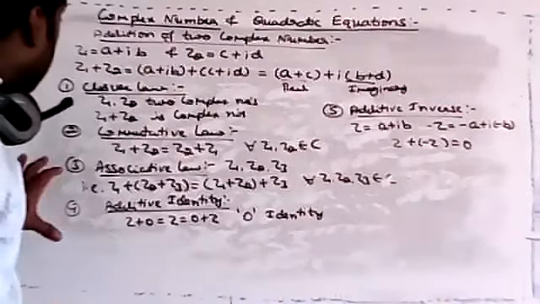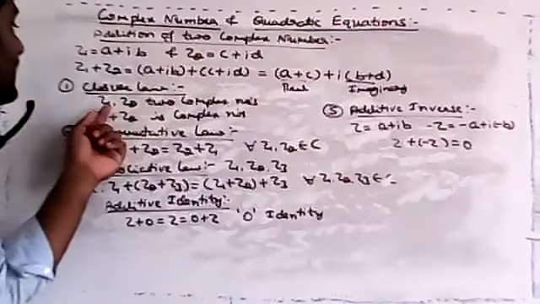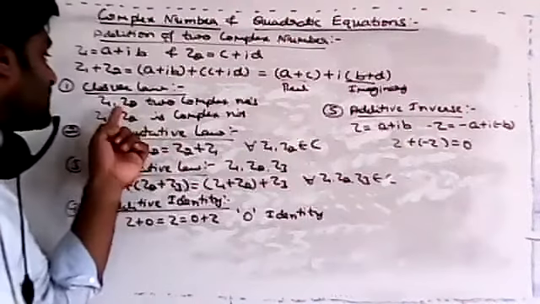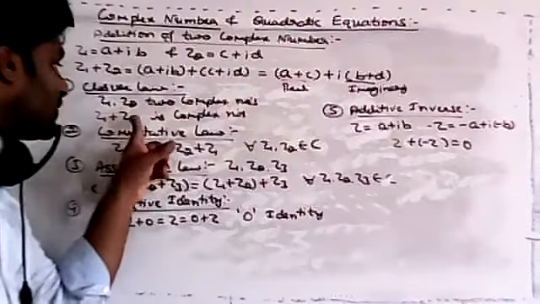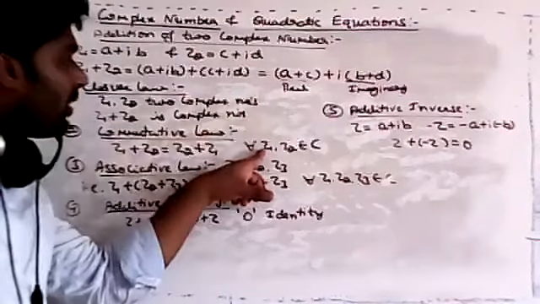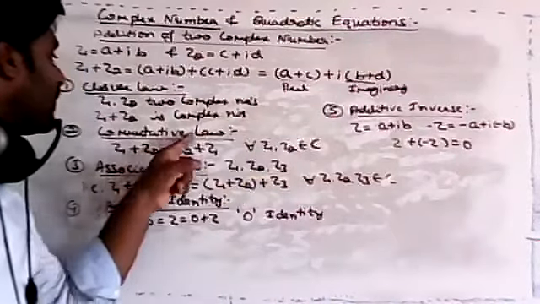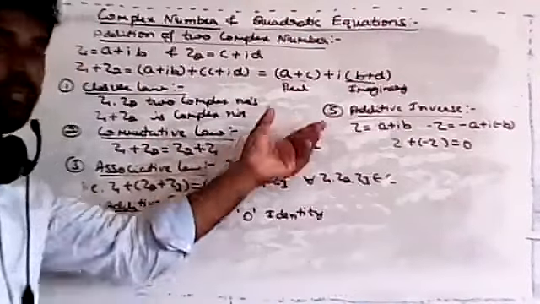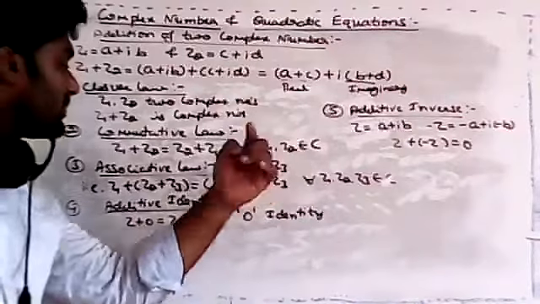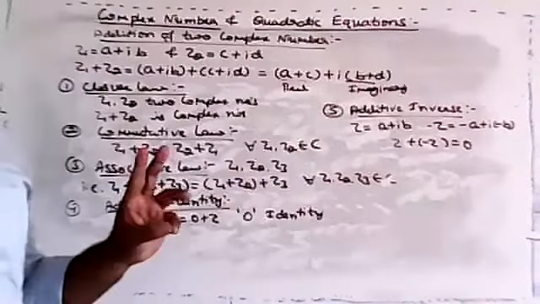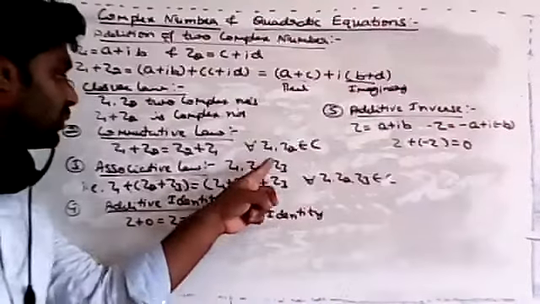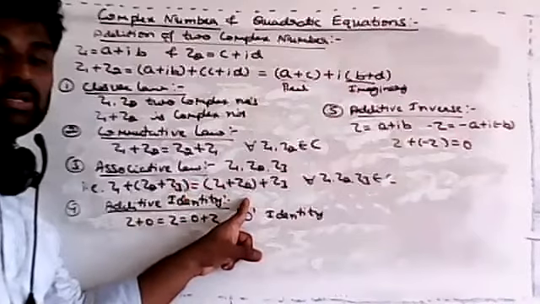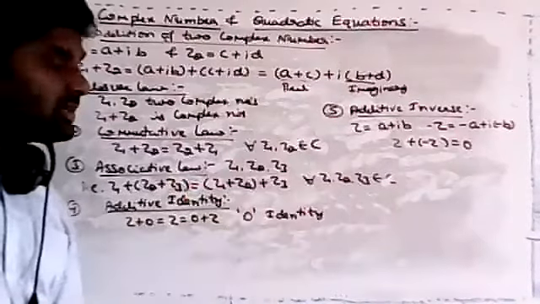Okay, clear. So these are the five properties here. Closure law: the sum of two complex numbers Z1, Z2 also belongs to the complex numbers, for all Z1, Z2 belonging to C. Commutative law: any two complex numbers, Z1 plus Z2 is equal to Z2 plus Z1, for all Z1, Z2 belonging to C. And associative law: we consider any three complex numbers Z1, Z2, Z3, so Z1 plus Z2 plus Z3 is equal to Z1 plus Z2 plus Z3 grouped, for all Z1, Z2, Z3 belonging to C.